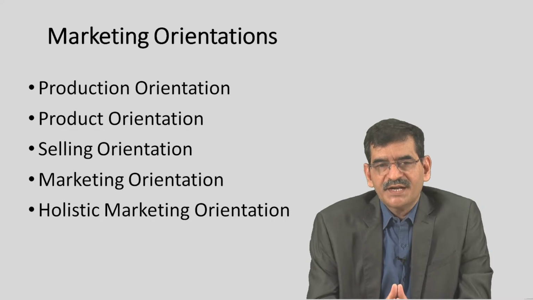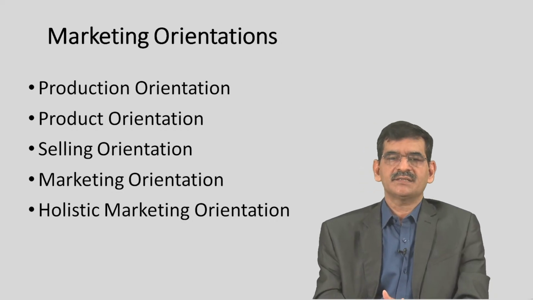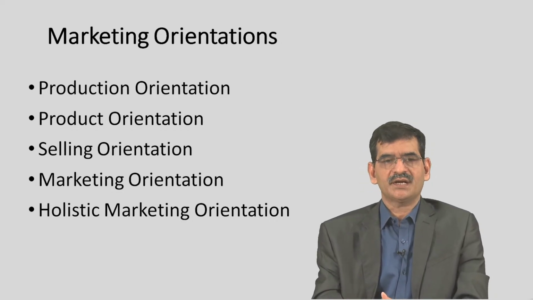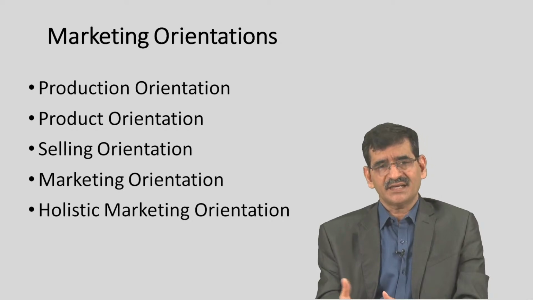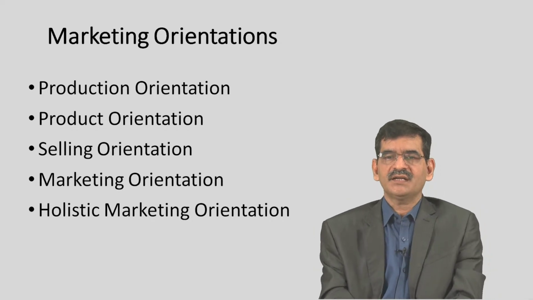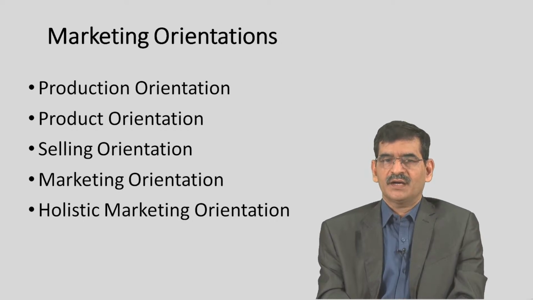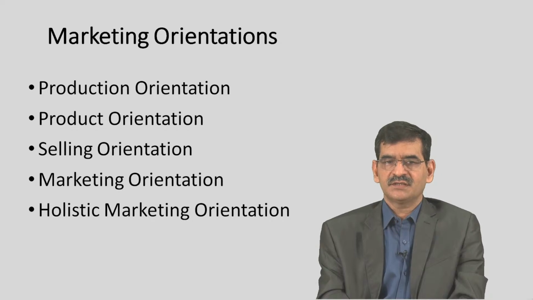Now come to the marketing orientations. As we have seen, the definitions of marketing have changed over the period of time, so that directed different orientations for marketers as well. And these marketing orientations are also known as marketing philosophy or marketing concepts. So these are the 5 major marketing orientations. The first is production orientation, the other is product orientation, selling orientation, then marketing orientation, and the holistic marketing orientation. We will see these orientations one by one.